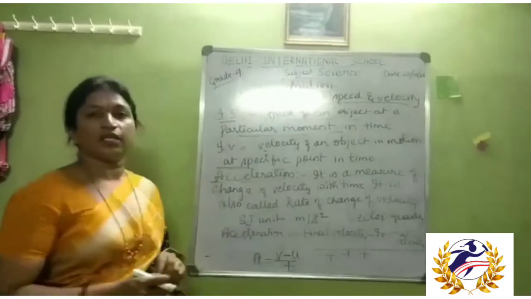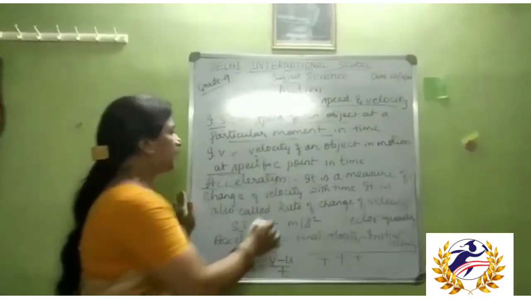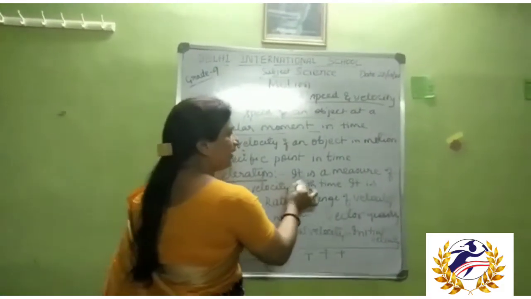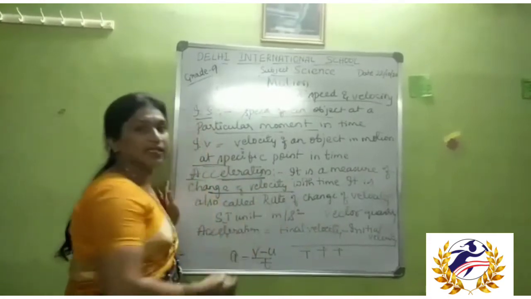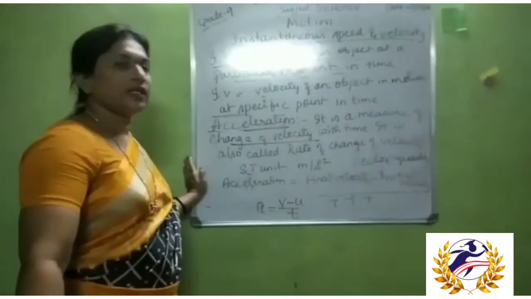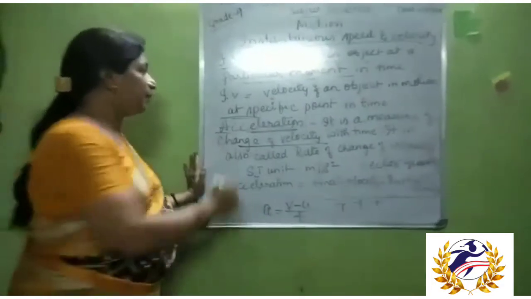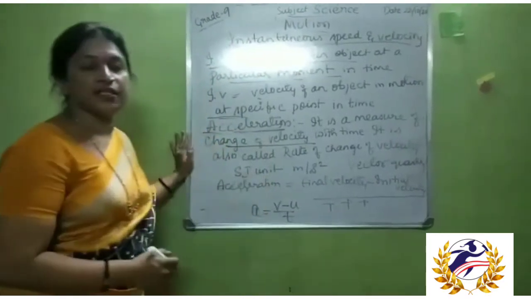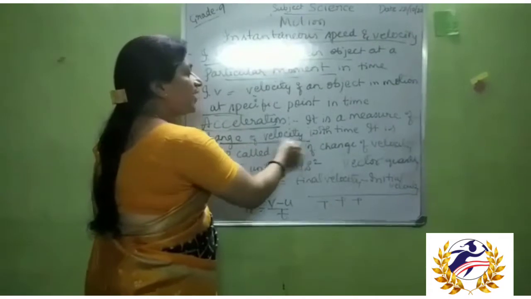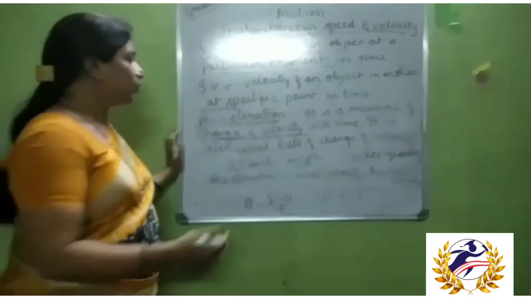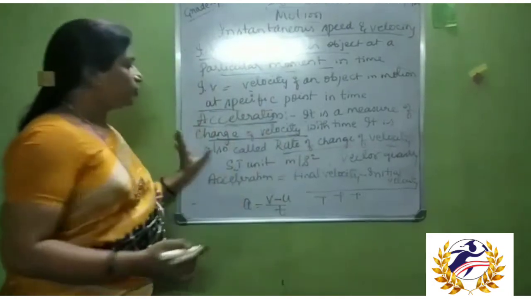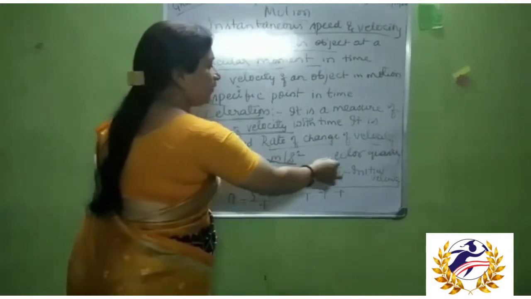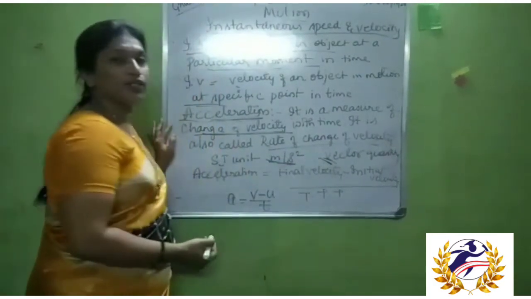So what is acceleration? It is a measure of the rate of change of velocity. Let us take the next concept, acceleration. It is a measure of change of velocity with time, so it is also called the rate of change of velocity. The SI unit of acceleration is meter per second square. It is a vector quantity which has both magnitude and direction.